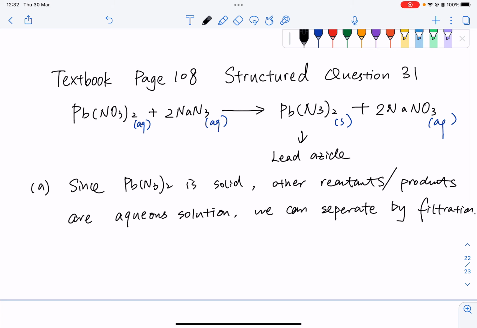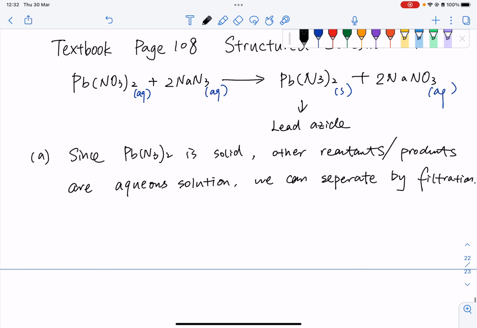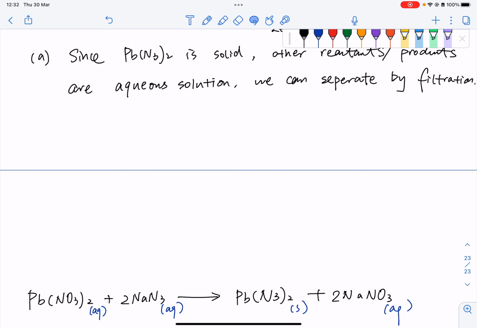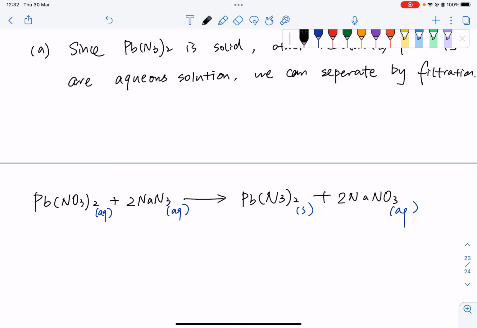And now let's take a look at question B. How about I duplicate the balanced chemical equation and put it here. So for question B, it says that we have 10 grams of Pb(NO3)2. So let me put the mass here, 10 grams, and mixed with 5.2 grams of NaN3 solution.